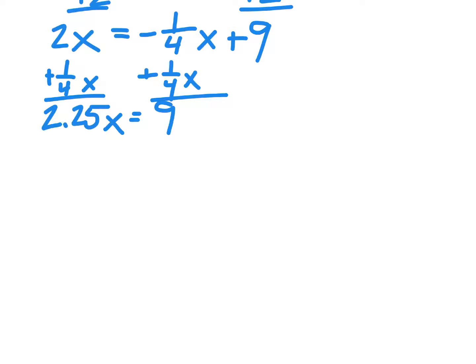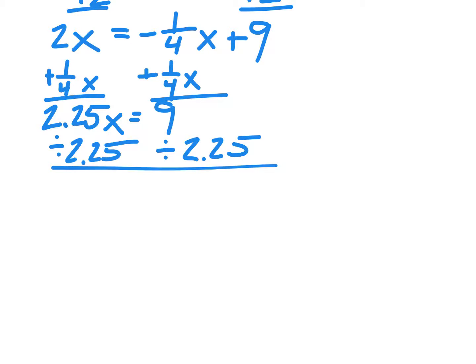Alright, now having done that, I still need to get x by itself, so I just have one last step. How do I get rid of the 2.25? Divide, absolutely. So I'm going to divide both sides by 2.25. You're probably going to need a calculator to do this work. Go ahead and take 9 divided by 2.25, and we find that x equals 4.